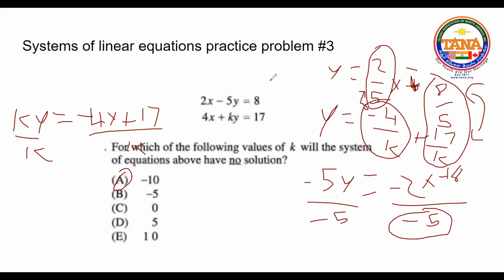Neha? Oh, I had the same question. Yeah, I did divide by -5 here. I just didn't write it correctly up here.